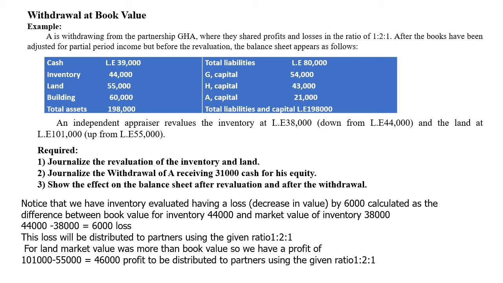In this example the inventory used to be 44,000. Now it's reevaluated at 38,000. So we are having a loss in the inventory. We are having a decrease in the value of the inventory.